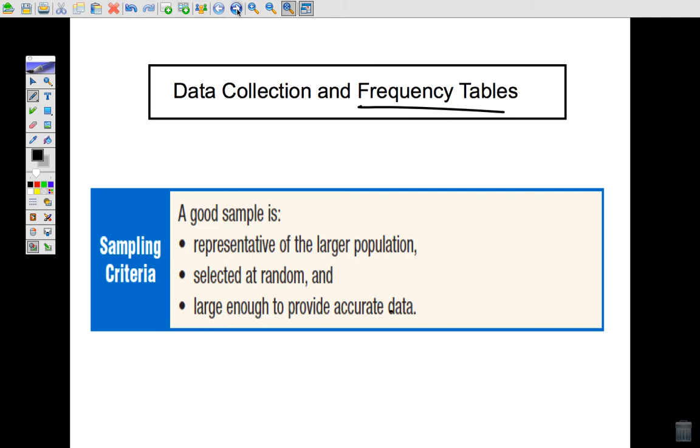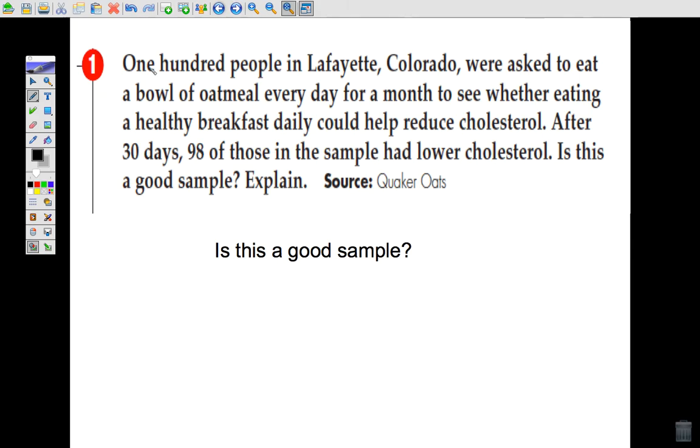So really quickly, just to make you think a little bit. Here's an example: 100 people in Lafayette, Colorado were asked to eat a bowl of oatmeal every day for a month to see whether eating a healthy breakfast daily could help reduce cholesterol. After 30 days, 98 of those in the sample had lower cholesterol. Is this a good sample?